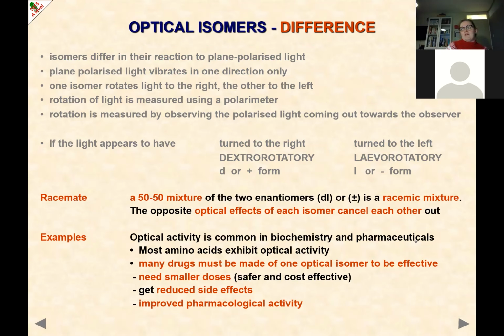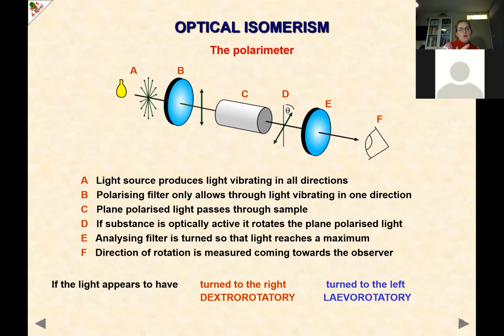You're also going to get side effects of the negative isomer, or the isomer that we don't need. For example, with morphine, one is more addictive, so you get more addicted to it, and the pharmacological activity is just going to be improved. So, optical isomerism: this is a polarimeter, which we talked about, which is how we measure plane polarized light.